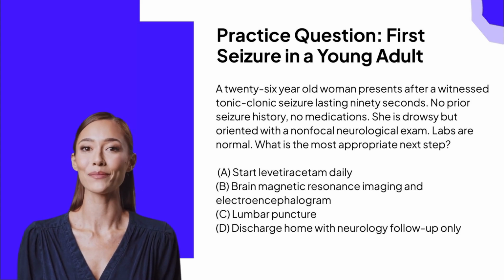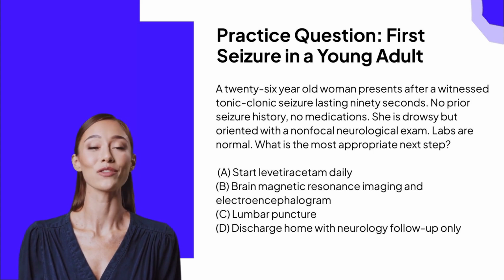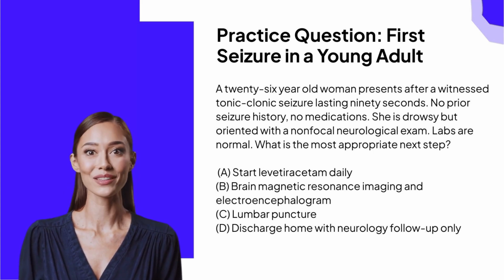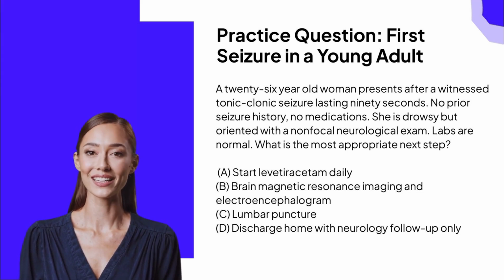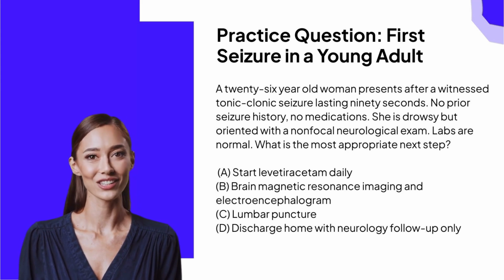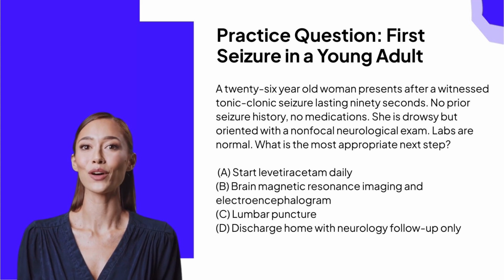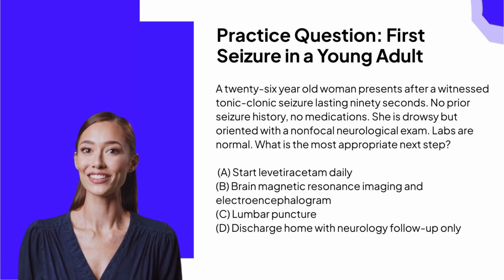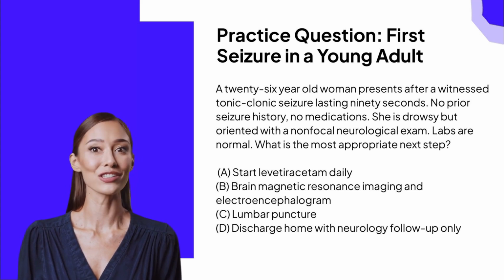Read this carefully. A 26-year-old woman presents after a witnessed generalized tonic-clonic seizure at work. It lasted about 90 seconds. She has no prior seizure history and takes no medications. On arrival, she is drowsy but oriented and her neurological exam is non-focal. Labs are normal. The question asks for the most appropriate next step. Take a moment to think about what pattern this fits before looking at the answer choices.